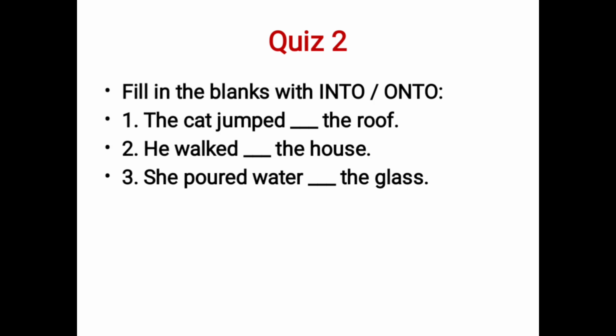The second quiz is to fill in the blanks with into or onto. The cat jumped dash the roof. What can it be? It can be into or onto. So the cat jumped onto the roof. He walked into the house, because there is movement. Then, she poured water onto the glass.